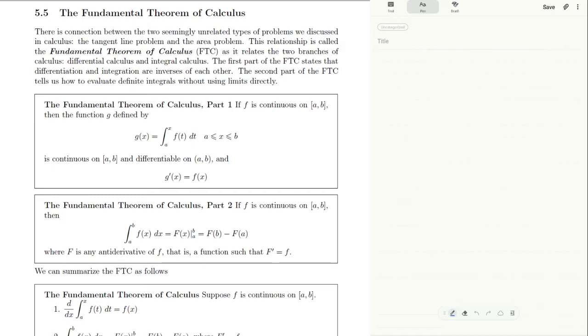So suppose that f is a continuous function on the interval from a to b, and we define the function g to be the integral from a to x of f of t dt. Then the theorem says that this function is continuous on the interval from a to b and is differentiable on the open interval from a to b, and that the derivative g prime is equal to f of x. So let's have a look at an illustration of the first part of the theorem.